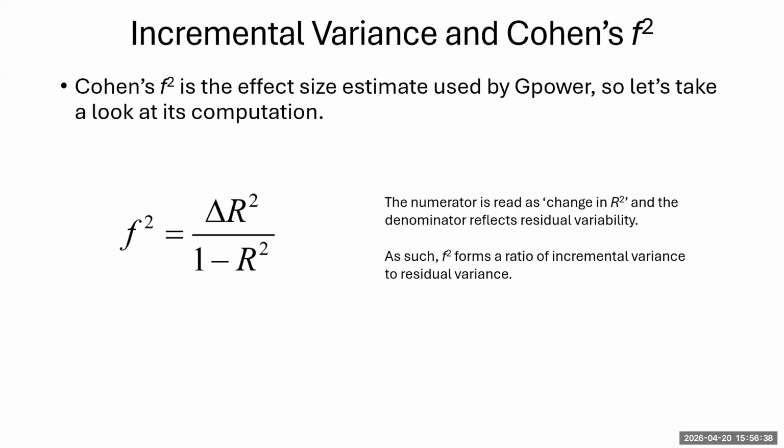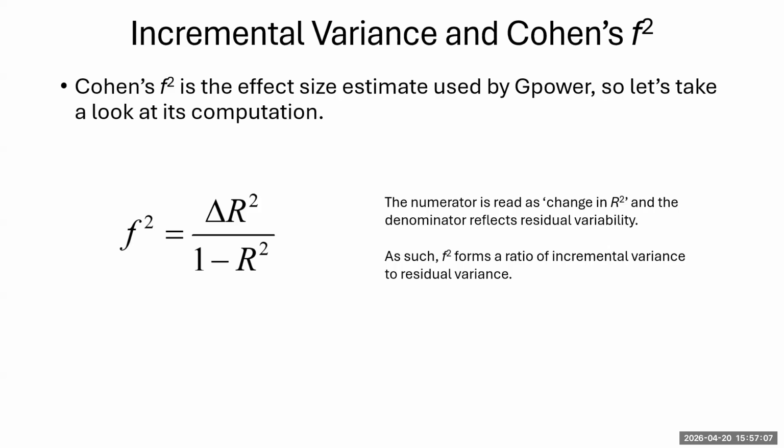So in the numerator of the formula, we've got r squared change. Okay, in the denominator, we've got 1 minus r squared. And the numerator can be thought of as the incremental variance associated with the model in question. That can be the overall model. That can be the addition of a single predictor over a base model. That can be the addition of a predictor block that has 3 predictors over a base model.